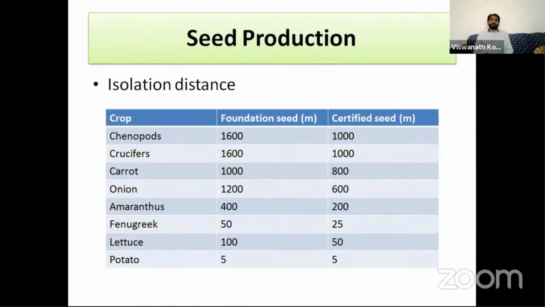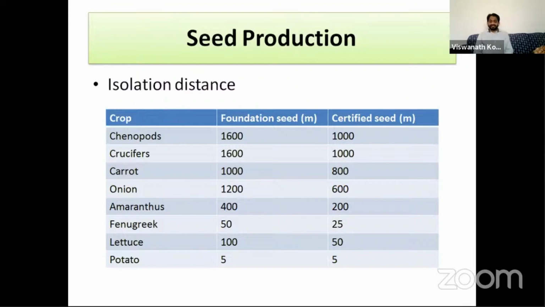So now we see some important aspects of seed production also. Isolation distance is very important in seed production of vegetables, because it prevents the contamination of the varieties. Generally, genetic purity is very important in producing seed. All the plants in a variety should be the same and uniform, with the same genetic constitution.